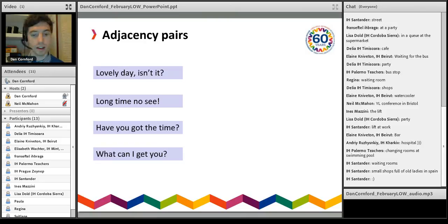On the left-hand side of this slide, there are the first halves of 4 adjacency pairs that could be useful to students in the scenarios we've just talked about. In the chat box, what could be a response to the first utterance here. Lovely day, isn't it?